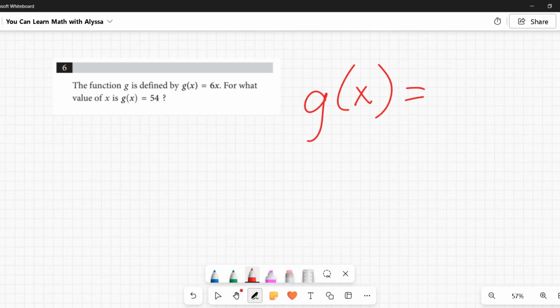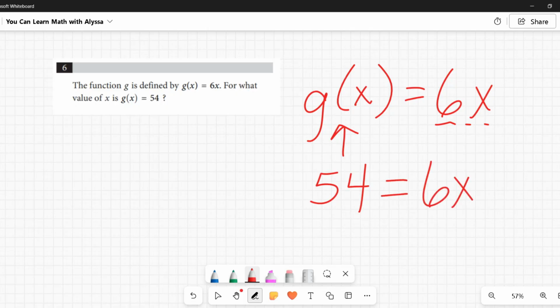So this one they're calling the function g of x. Same sort of thing: a number is being plugged in for x, you do the math, you multiply 6 times it, you get an output. Here it's saying g of x is 54. The output was 54, so I can plug that in right there. 54 was my output, my g of x. What x did I plug in to get this output?